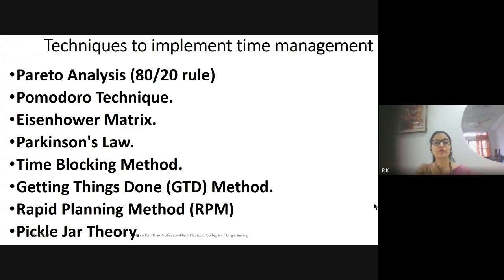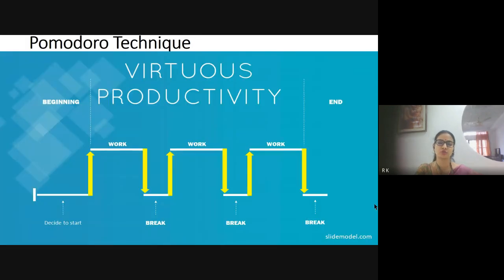And the Pomodoro technique is the second one. Can you see here? I'm just showing you the picture. This is virtuous productivity. You do something, you take a break. There is an interval. Can you see all the yellow lines? Those are the breaks. Without a break, if you work continuously from beginning to end, you will be completely stressed out. So take a break at every interval and then continue. This is called the Pomodoro principle.